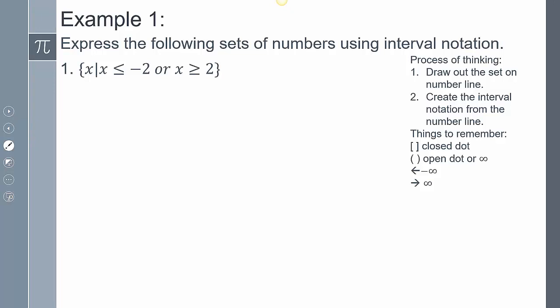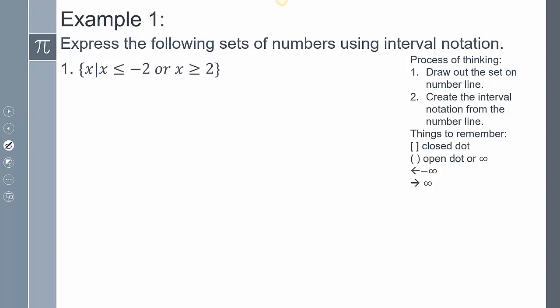So let's examine a few examples here. It says express the following sets of numbers using interval notation. For this one, it says x is less than or equal to -2, or x is going to be greater than 2. It helps us first to imagine what this looks like on the number line, because our goal is to write it in interval notation, and imagining a number line makes it so much easier.